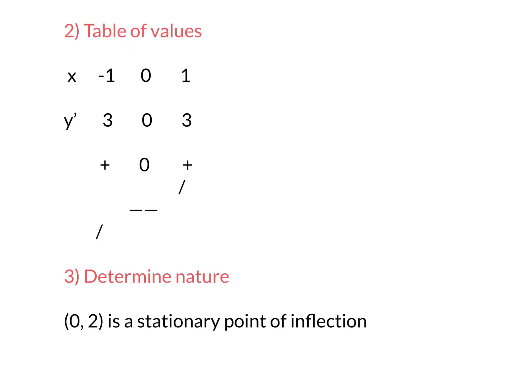Using a table of values. So 0 was our stationary point, so we take a value either side. So -1 and 1. Substitute those into the gradient function, the y dash. So we get 3 when we put -1 in, we get 0 when we put 0 in, and we get 3 when we put 1 in. So this one goes positive, 0, positive. And so increasing, stationary, increasing. So therefore we have a stationary point of inflection at (0, 2).